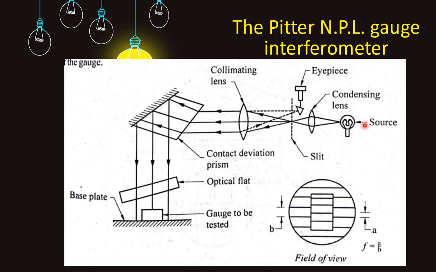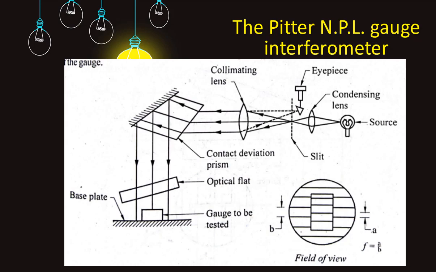The light from the source falls on a slit through a condensing lens. This is the source of light and this one is the condensing lens. After collimation by a lens, it goes through a constant deviation prism whose rotation determines the wavelength passed through the reference optical flat to the upper surface of the gauge block and the base plate to which it is rung. The light is reflected back in the mirror and its patterns are observed through a telescope. The fringe pattern obtained is shown in the figure in the field of view. This is the field of view and here we can observe the fringe pattern.